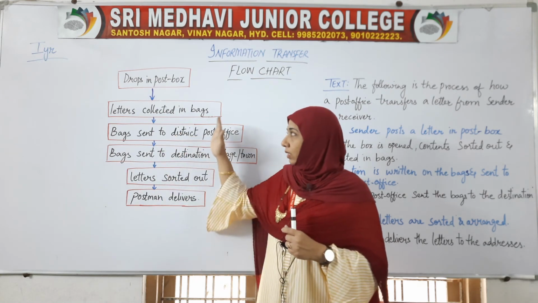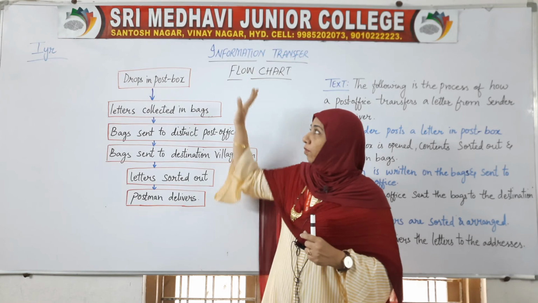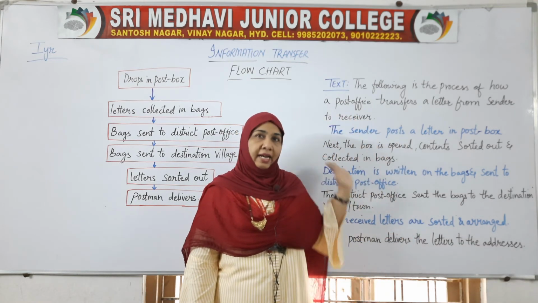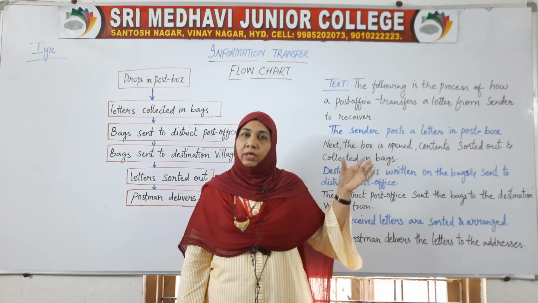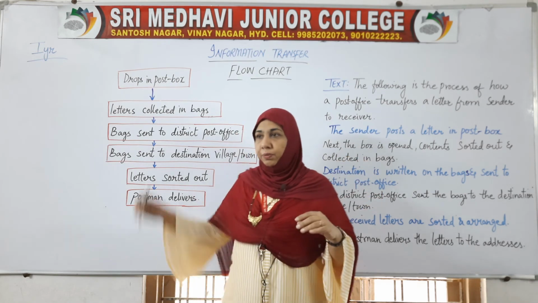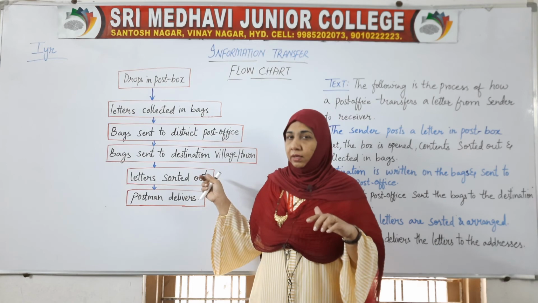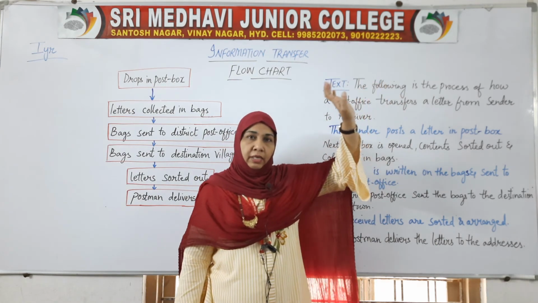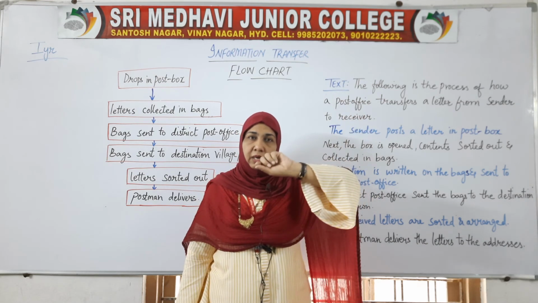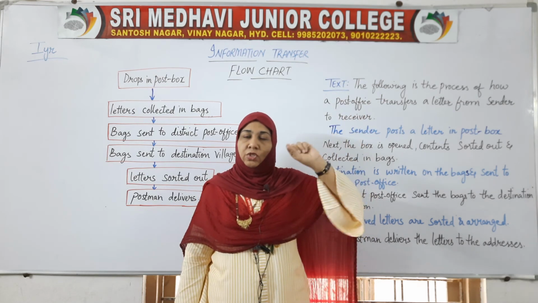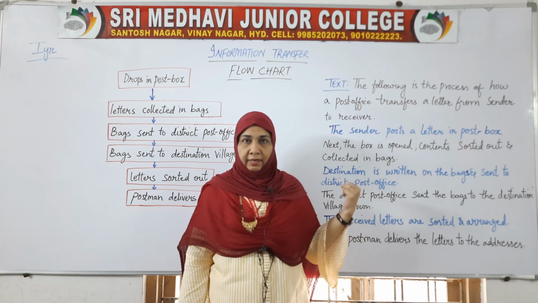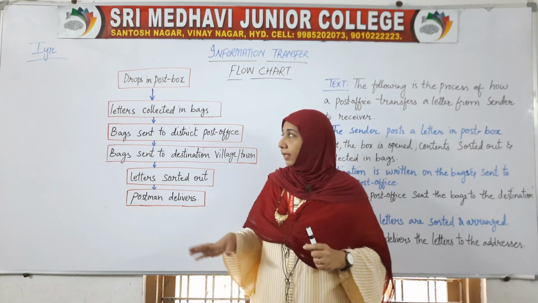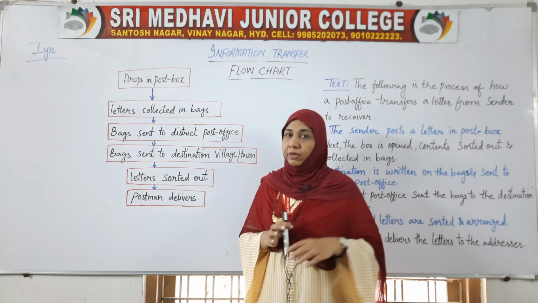So, actually these are the steps which we follow for sending a letter from sender to receiver. Okay. So, this is shown in the form of a flow chart, and obviously you know very well, this is the text, how to write the paragraph. If this is given and you are asked to write the paragraph, the first sentence must be: the following is the process, or the above flow chart shows this particular thing. Whatever is given, the first sentence could be like this.